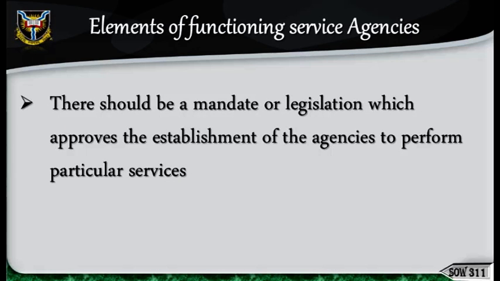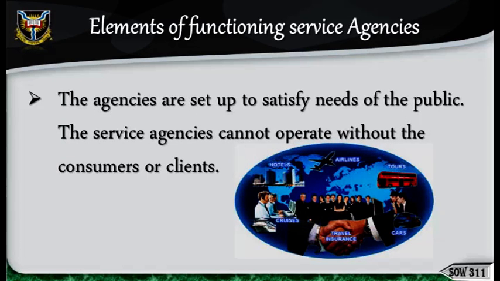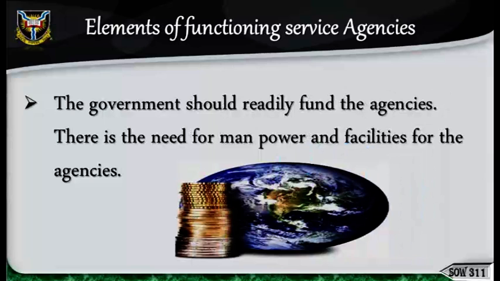Elements of functioning service agencies. 1. There should be a mandate or legislation which approves the establishment of the agencies to perform particular services. 2. The agencies are set up to satisfy the needs of the public. The service agencies cannot operate without the consumers or clients. There should be patronage of the people to make the agencies fulfill their mandate. 3. The government should readily fund the agencies. There is a need for manpower and facilities for the agencies. Insufficient funding will affect the operation of the service agencies.